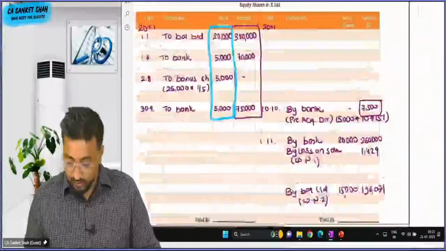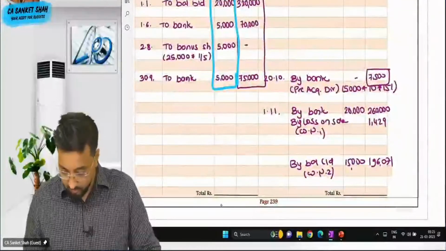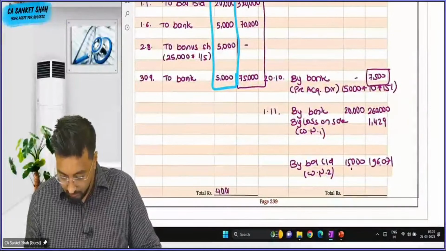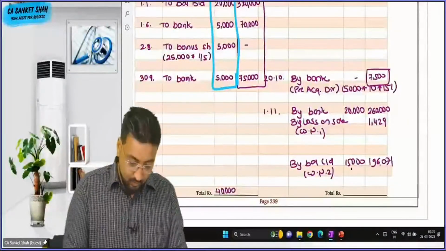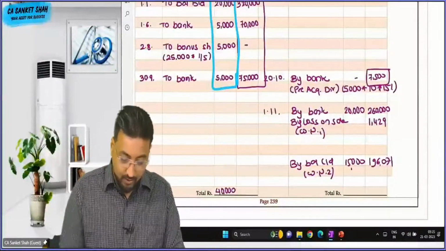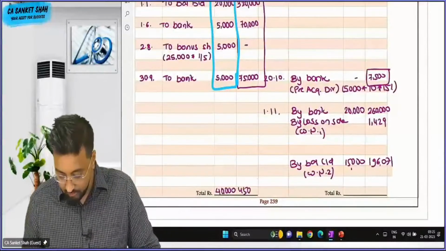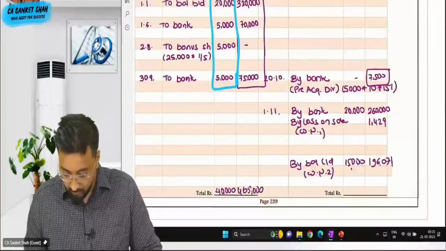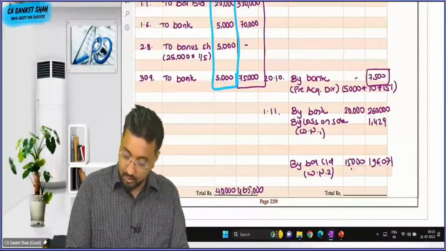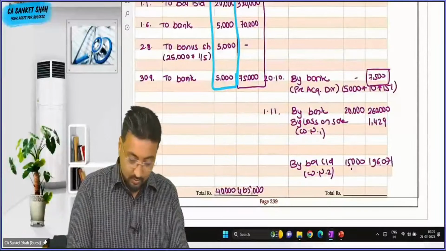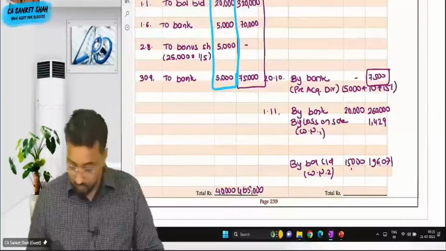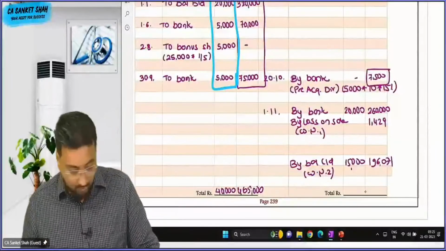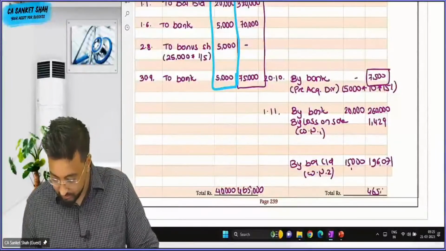And now you can tally this. 40,320 plus 70 plus 75, 4,65,000. 750 plus 2,60,000 plus 196, plus 1429 by loss, 4,65,000. Yes.